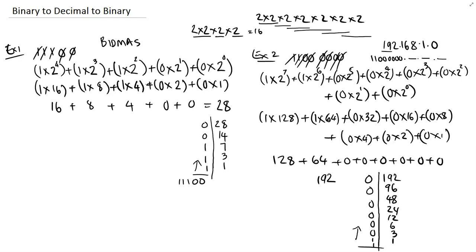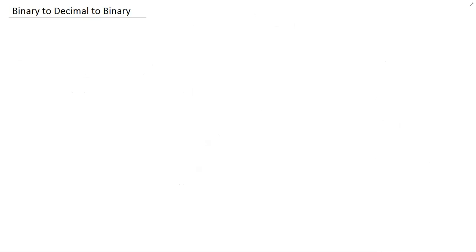But let's take another example. Let's call it example number 3, because we've done 1 and 2 and 3. So we have the number 10101, 10101, and then the rest would be zeros. Okay, let's convert this number from binary to decimal.